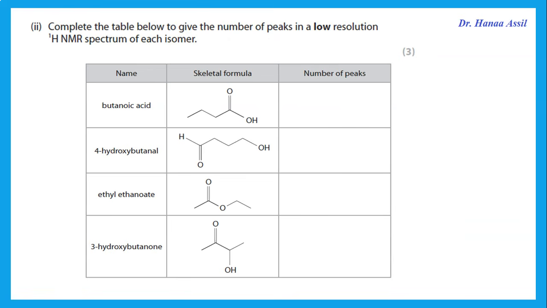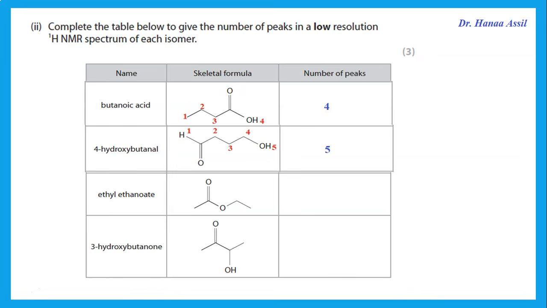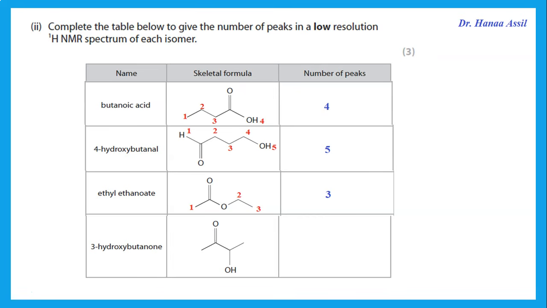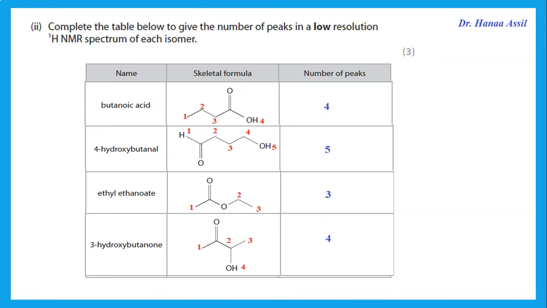Now complete the table below to give the number of peaks in a low resolution proton NMR. That means how many proton environments do we have? So for butanoic acid, we have 4 peaks that will be obtained. What about for hydroxybutanal? We have all of these, so 5 different proton environments. With ethyl ethanoate, we have 3. With the 3-hydroxybutanone, we have 4 peaks for 4 different proton environments.